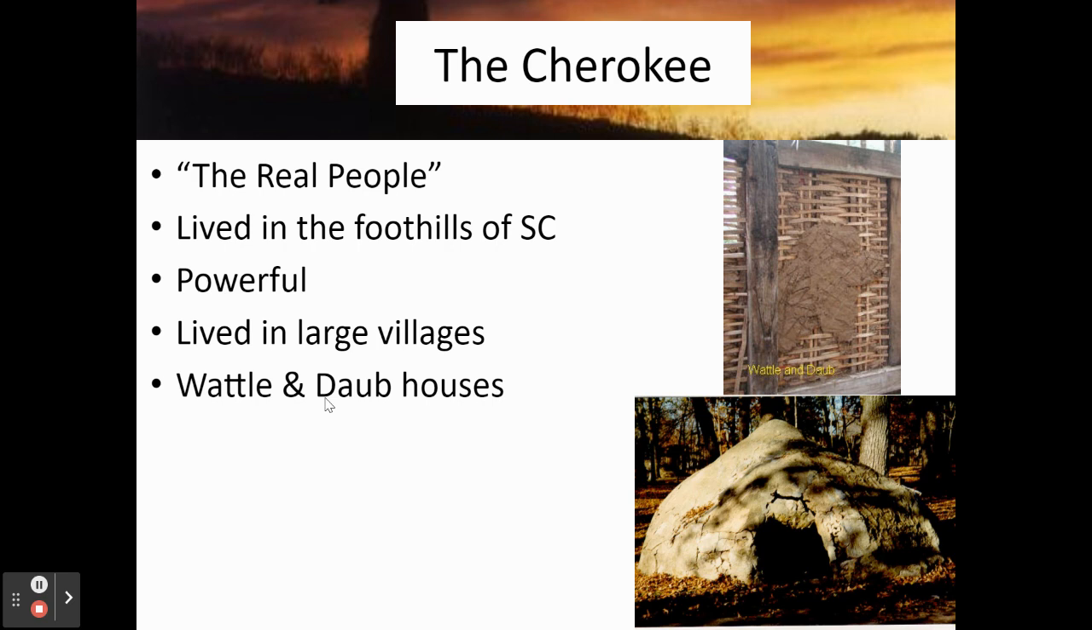They lived in very large villages with a lot of people, and they lived in wattle and daub houses. You can see a couple images of that on the right-hand side of the screen. You see these thatched-together pieces of plant material, and then this mud compound is put on top of it, and it seals it together and makes it a great insulator. The finished product is something like this. It's called wattle and daub.